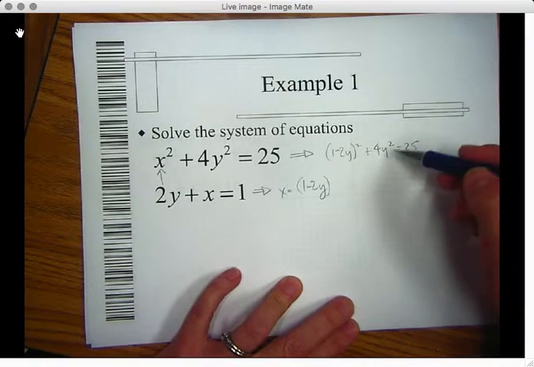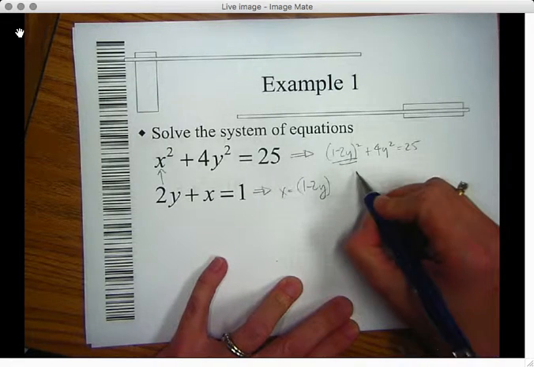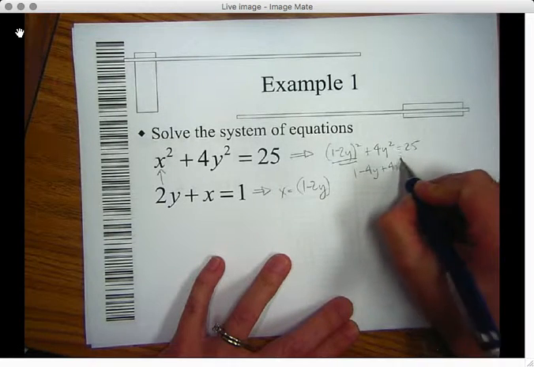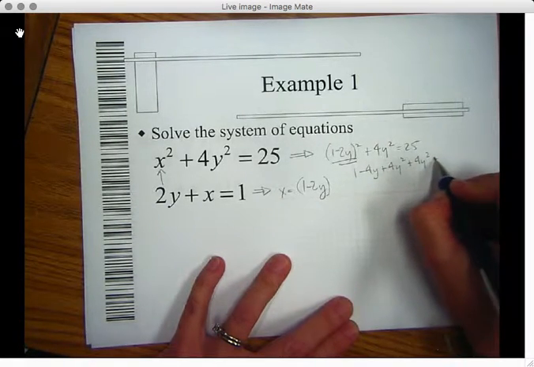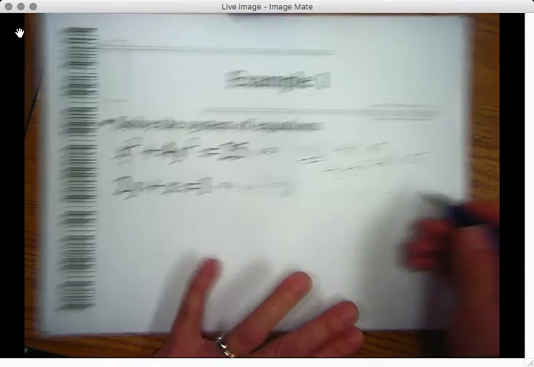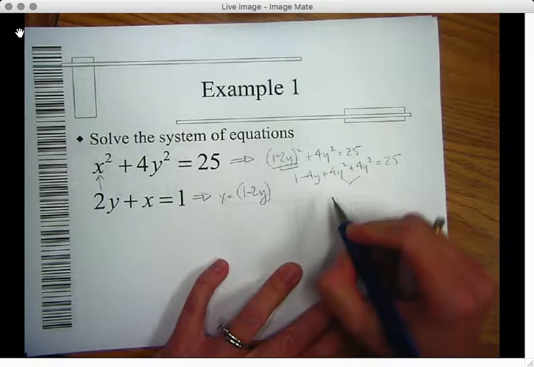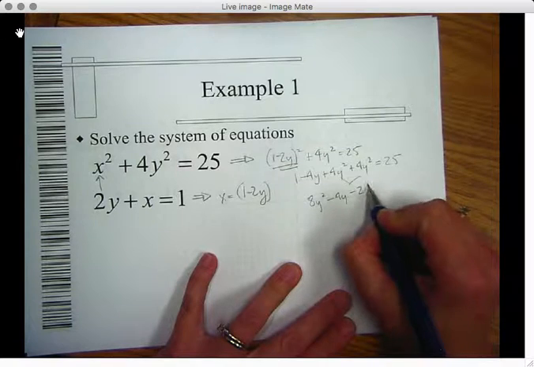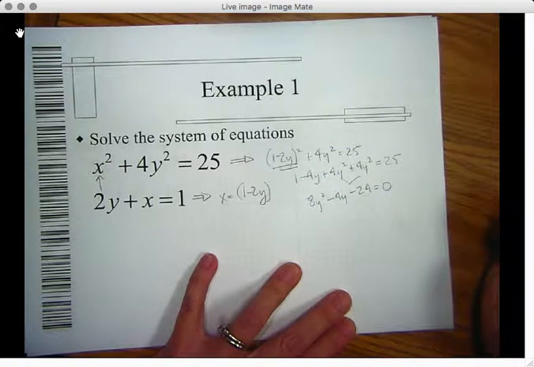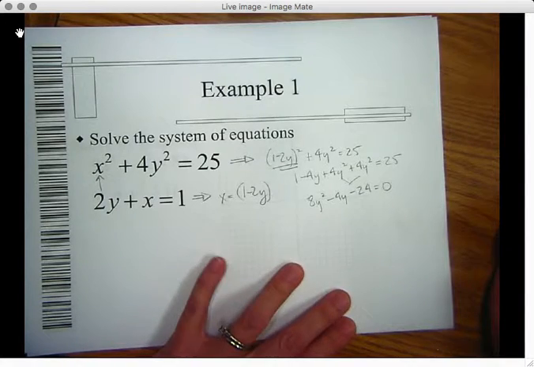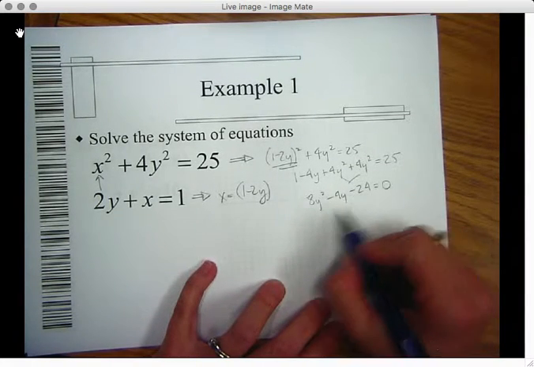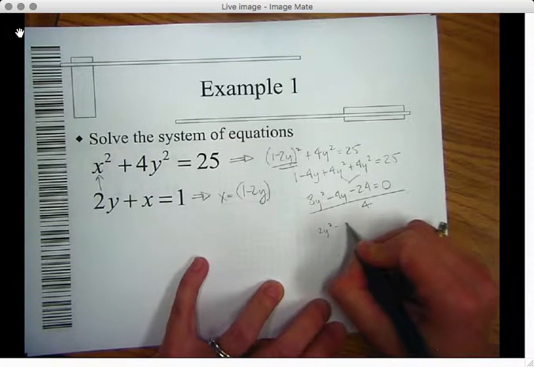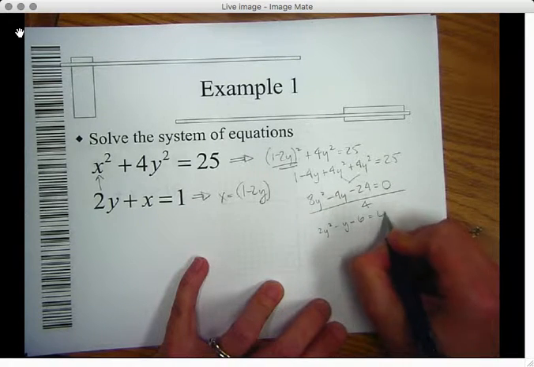Now I need to simplify this, meaning I'm going to FOIL and combine some like terms. FOILing, I get 1 minus 4y plus 4y squared plus 4y squared equals 25. Since this is quadratic, I'm going to combine like terms and make sure it equals 0. So 8y squared minus 4y minus 24 equals 0. I'm going to divide both sides by 4 to make the numbers smaller: 2y squared minus y minus 6 equals 0.